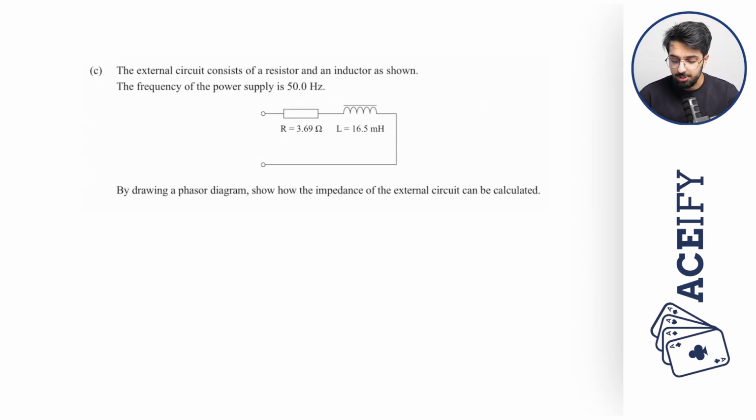The external circuit consists of a resistor and an inductor as shown. The frequency of the power supply is 50 Hz. By drawing a phase diagram, show how the impedance of the external circuit can be calculated.